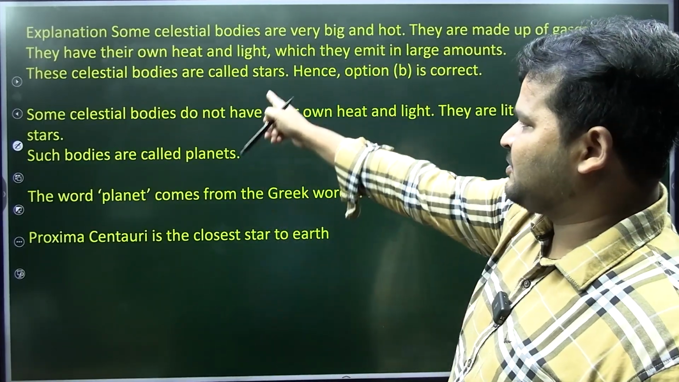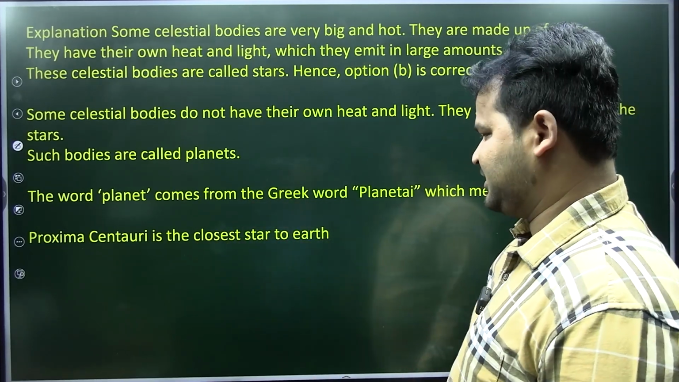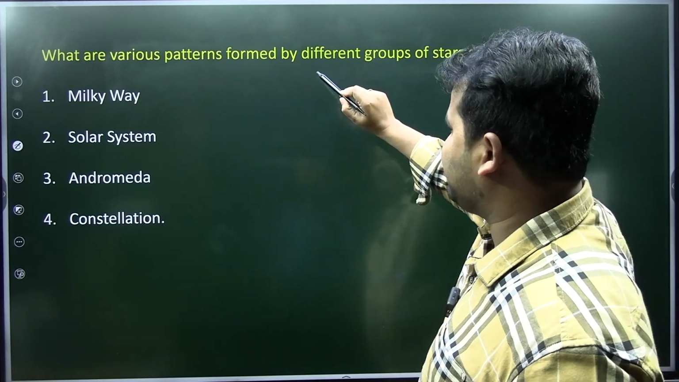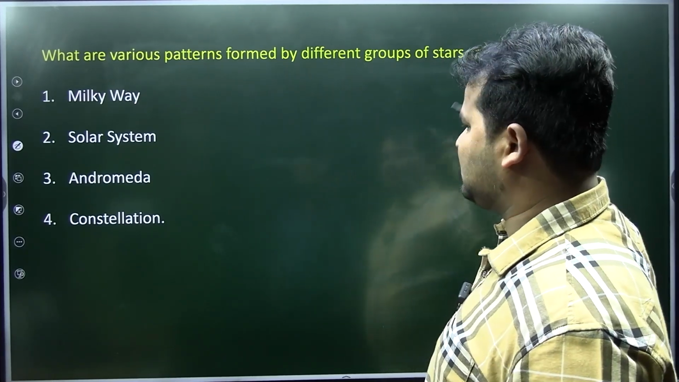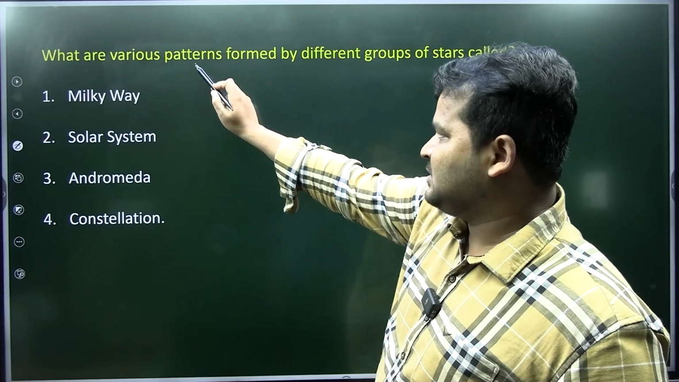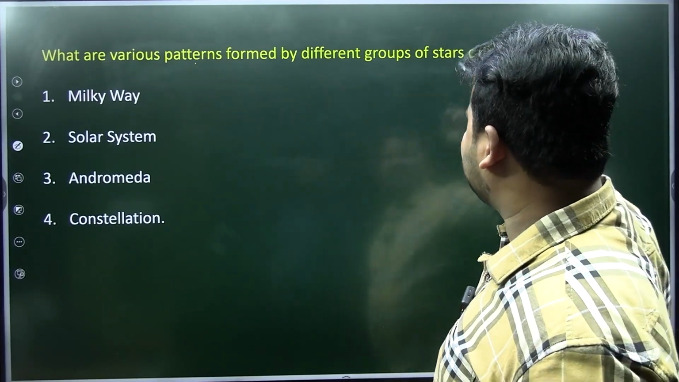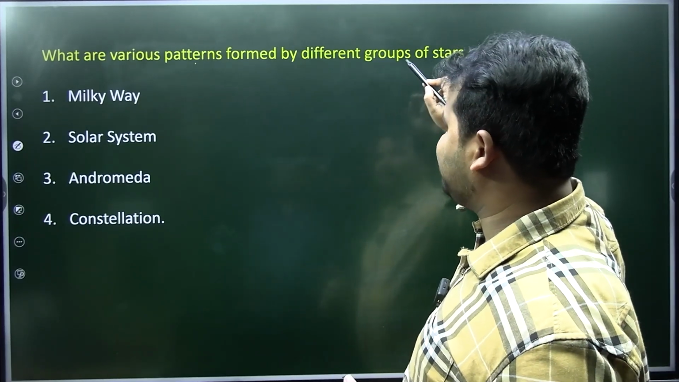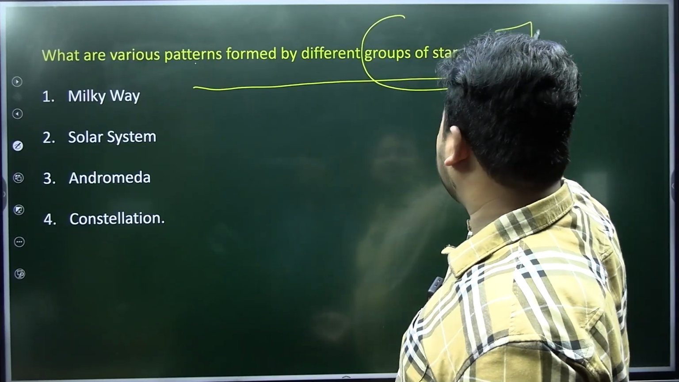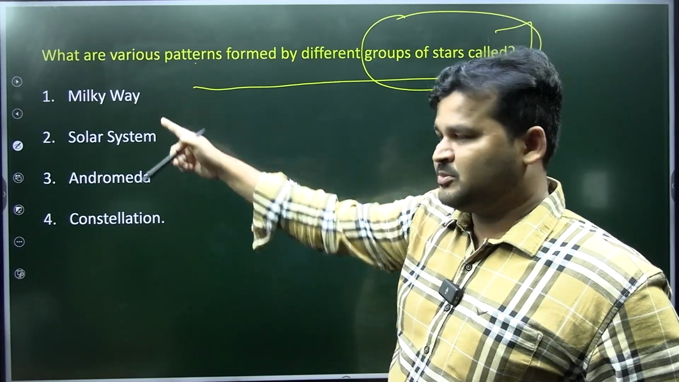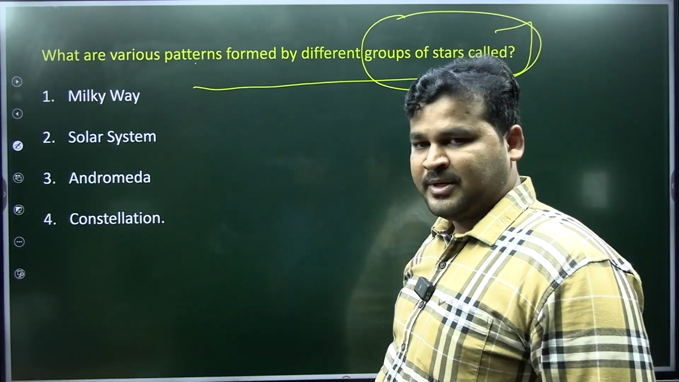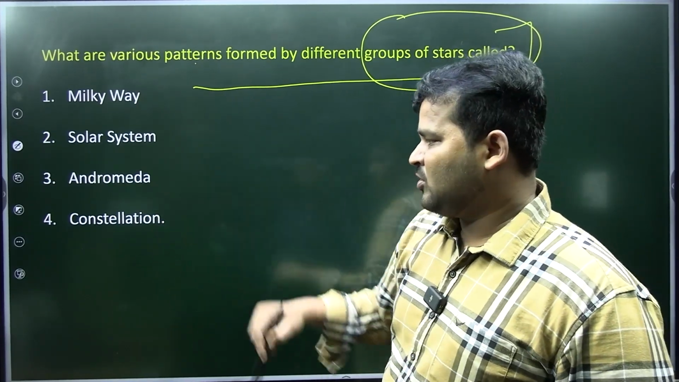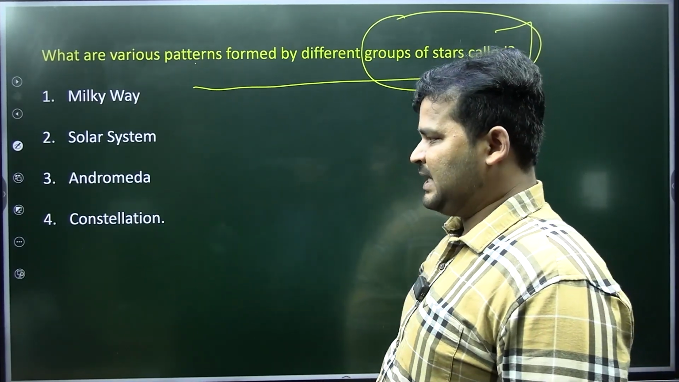Next one. This is the explanation for the previous question. Next, what are the various patterns formed by different groups of stars called? Simply, he is asking about groups of stars called as. They have given the options as 1. Milky Way, 2. Solar System, 3. Andromeda, 4. Constellation. So what is the answer?